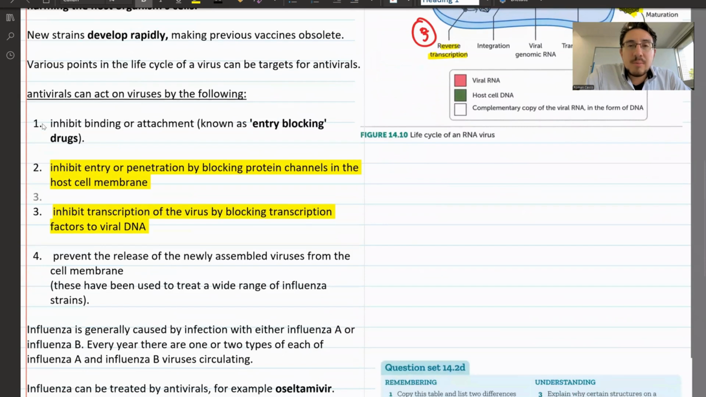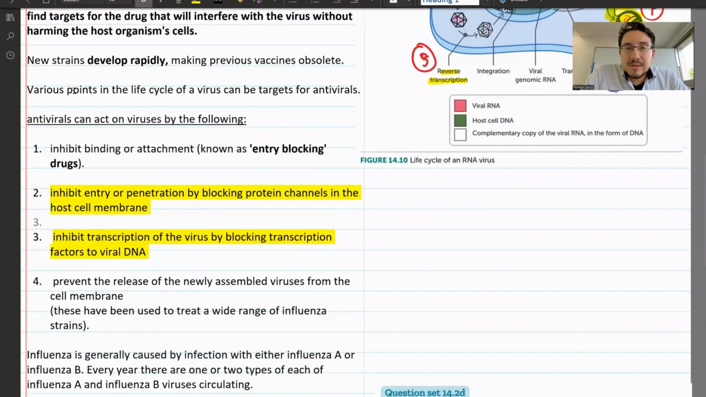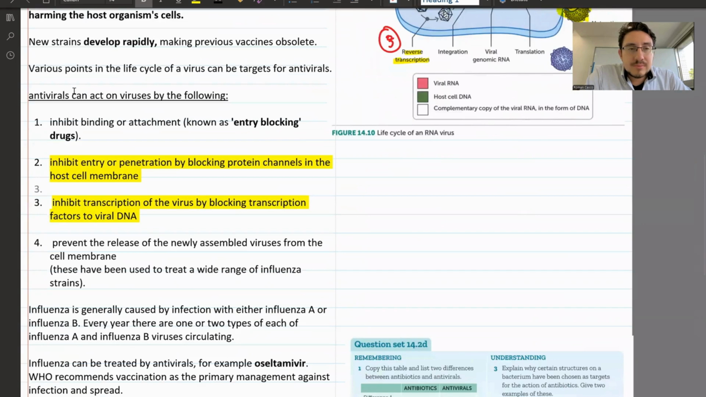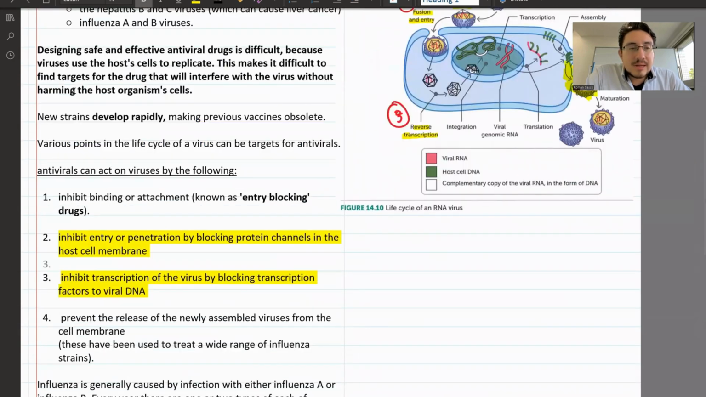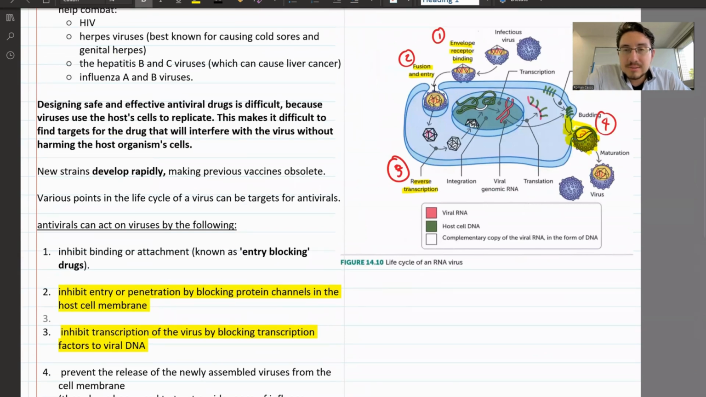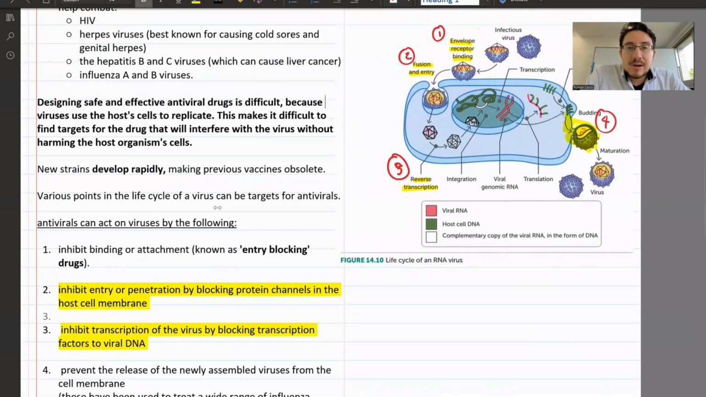So there are several points that you can target a virus using antivirals, right? I'm just going to zoom out a little bit. These antiviral chemicals or drugs can inhibit the virus from entering a particular cell. Okay. Usually these envelopes, this protein coat, has little receptors that bind to the cell membrane, which initiates endocytosis and enables it to come in, right? So this is referred to as entry blocking, inhibiting binding or attachment. You can inhibit the entry or penetration, right? You block protein channels or receptors in the host cell membrane.